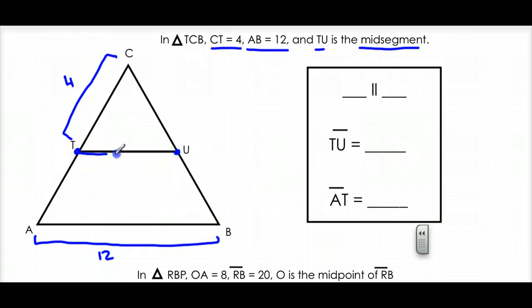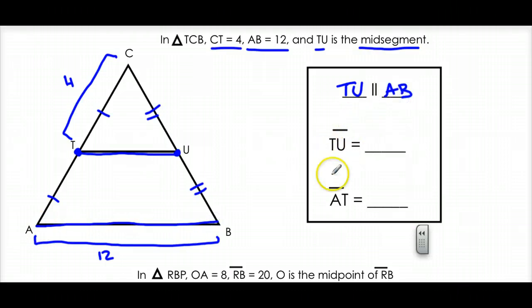And how are we going to use that information? Well, if that's the midsegment, that means T and U are the midpoints. And that means CT is congruent to TA, and CU is congruent to UB. Remember, because this is our midpoint. Alright, that's all very useful information. Now let's start filling out our questions here. Well, what is parallel to what? We know that TU is parallel to the base. TU is our midsegment, and that's parallel to our base, which is AB. So TU and AB are parallel.